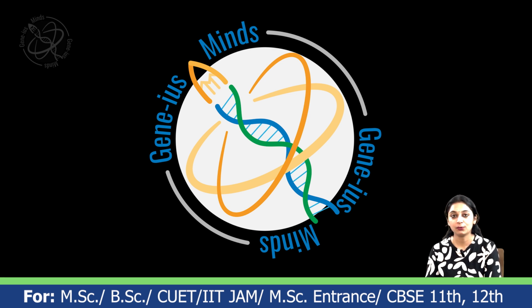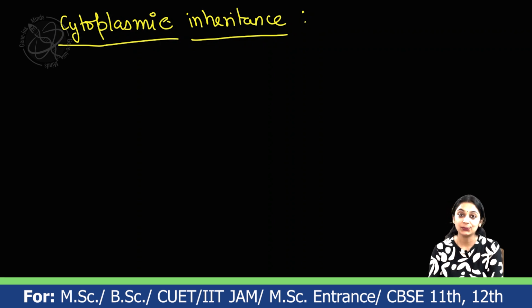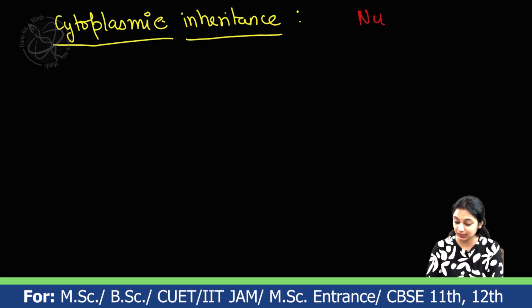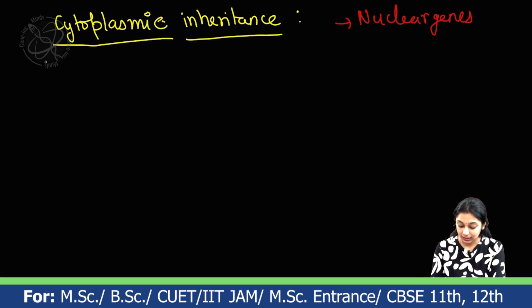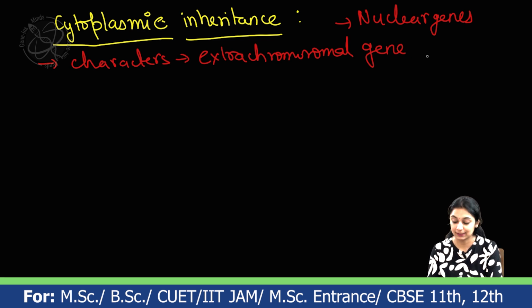In today's video, we are going to discuss a new topic, which is cytoplasmic inheritance. So let's get started. When we talk about the different characteristics we get from our parents, it is usually said that we get them from the nuclear genes. The nuclear genes control the different characters. But in some cases, for some characters, it is found that the extra chromosomal or extra nuclear genes are also responsible for some of the traits exhibited in the progenies.